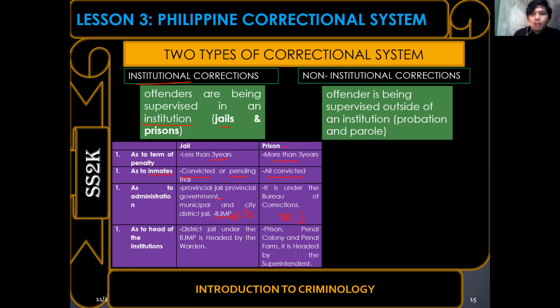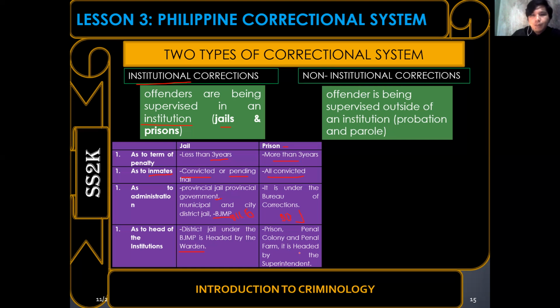Okay, so tatandaan, no? Pagka 3 years, 1 day above, pwedeng ikulong yung isang PDL, person deprived of liberty, sa prison. Pagka less than, at saka yung mga naghihintay ng pagdinig sa kaso, sa jail po yan. Okay? Yan. As to head, yung mga namumuno, no? District jail is under the BJMP headed by warden. Ayan. Samantala sa prison, in penal colony, in penal farm, it is headed by superintendent. Ayan. Pero ang pinakamataas siyempre sa jail lang, no, is warden. Pero sa kabuuan yung BJMP pinakamataas po is chief of the BJMP.